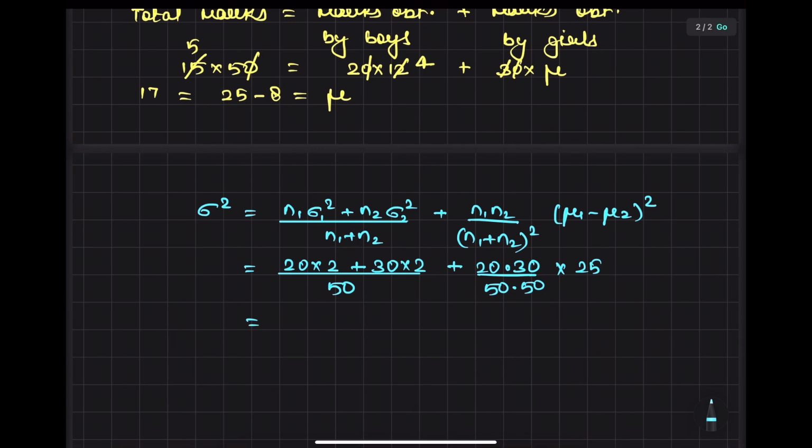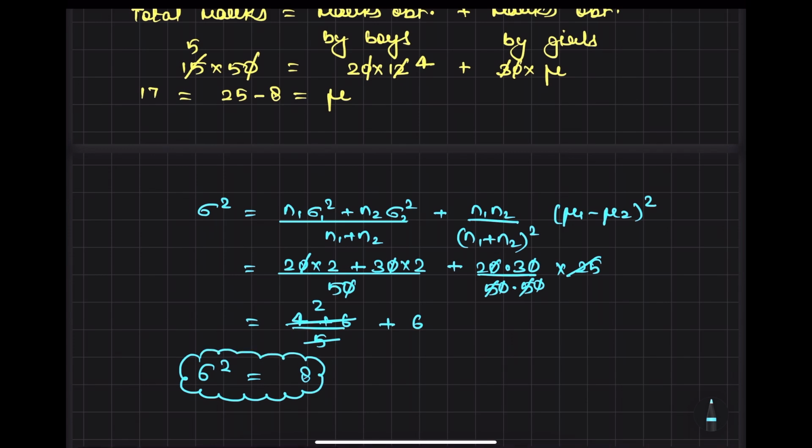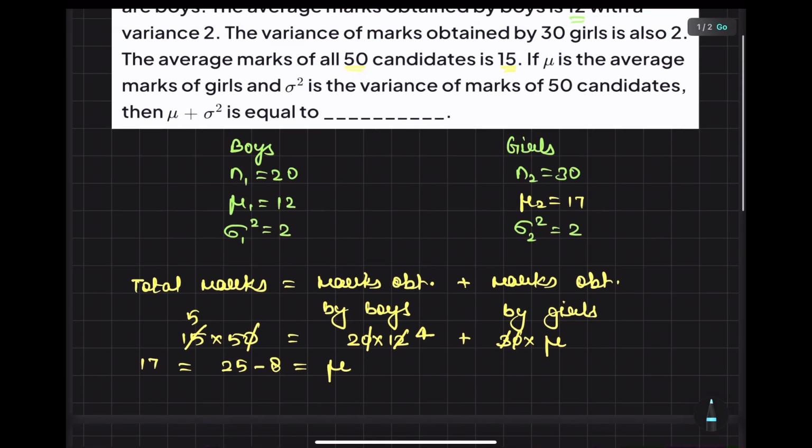Let's do the simplification part. Let's simplify by 10. This thing, this thing, this thing, this thing. 5, 5, 25. This thing done. So we are left with 4 plus 6 by 5 plus we have 6. So numerator is 10, so 5 2s are 10. So can I say that the variance of combined class is 8? So variance of combined class is 8 and mu is 17. So mu plus variance will become what? 25.